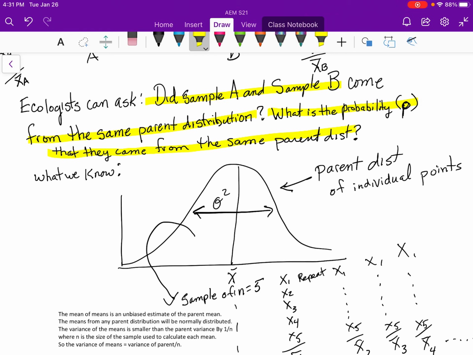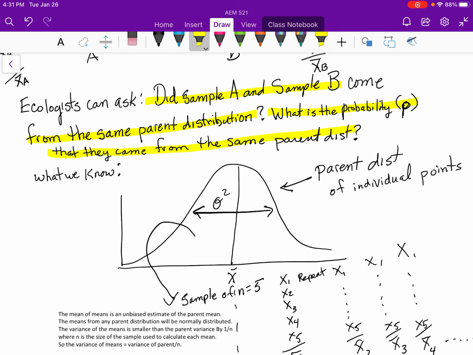We can calculate the probability they came from the same parent distribution. We cannot calculate what parent distribution they did come from. We can only begin with the assumption of a parent distribution, like the one below, and ask, what's the probability that sample A and B came from it? So let's take a look at how that works.